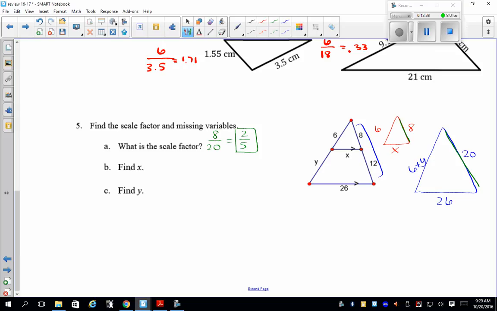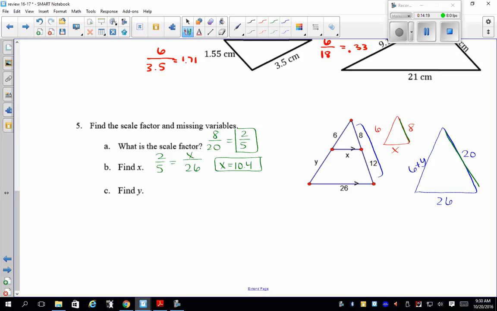All right, part B, find x. So I'm going to take the scale factor, 2 over 5, and I'm going to set it equal to the corresponding side with x. So x is the bottom, and the bottom of the big triangle is 26. You can set x over 26 equal to 8 over 20, and you'll get the same answer, but your numbers are just a little bit smaller if you work with the scale factor. So I'm going to cross multiply, and you end up with x equals 10.4.